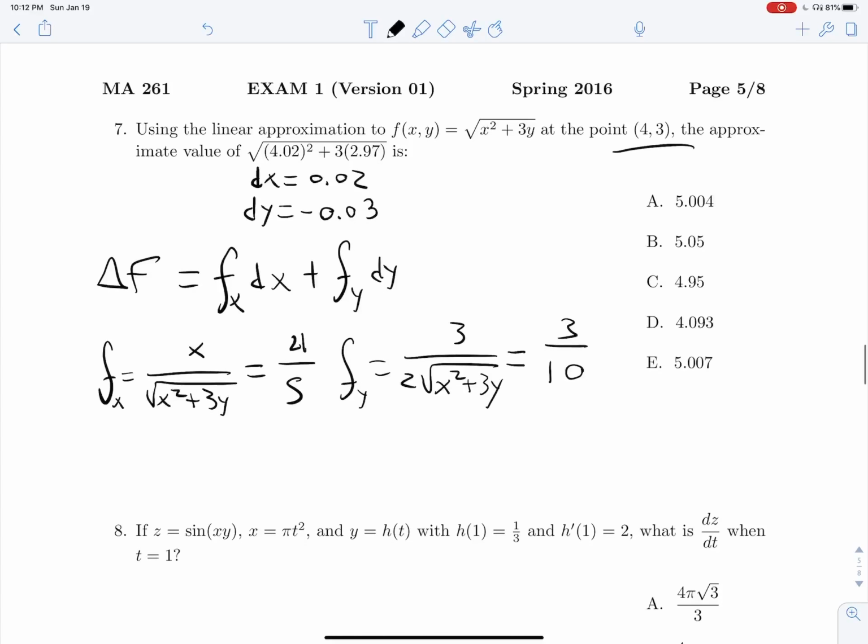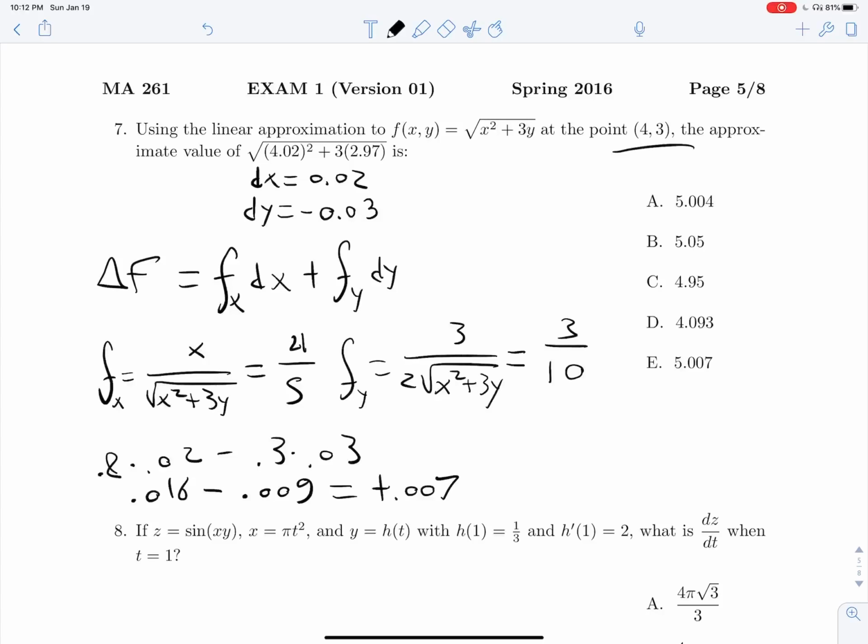But in the meantime, let's do fx dx, which is going to be 4 over 5 times 0.02, and we're going to add to that 3 over 10 times negative 0.03. Okay, let's put everything into decimal: 0.3 and 0.8. This is going to give us 0.016, and this will give us negative 0.009. There we go. And so overall, we get positive 0.007.